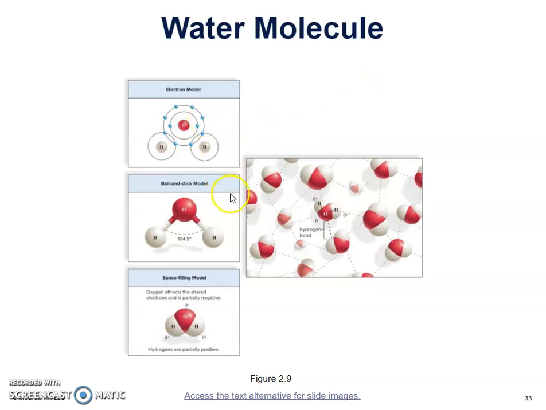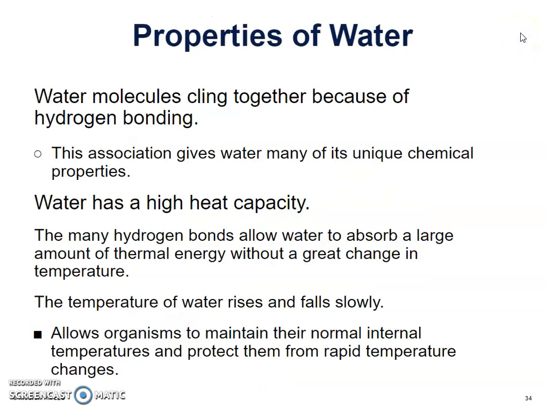So here we have a bunch of water molecules. We have an electron model, we have a ball and stick model, a space filling model, and then here we can see the actual attraction between the oxygen of one water molecule to the hydrogen of another. So one hydrogen bond is very weak, but whenever you have a whole bunch of them, they become very, very strong.